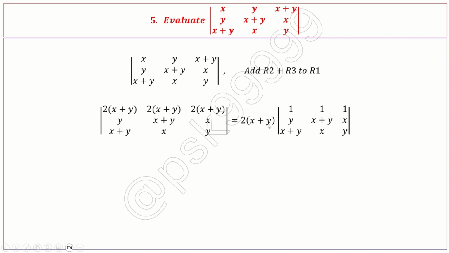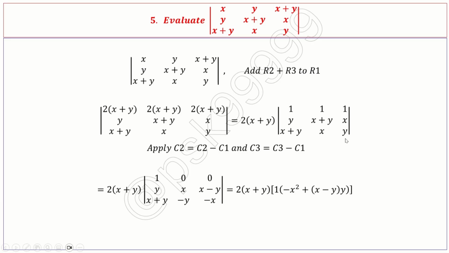Then I'm taking 2 times x plus y common, because from a single row I'm taking it, it will come out. Right? So this is 1, 1, 1, this one. Now this looks simple to find the determinant. Now you can also apply C2 equals C2 minus C1 and C3 equals C3 minus C1. Basically, I am subtracting C1 from C2 and C3. What will I get? Let's see. I'll get two zeros because 1, 1, 1 is there.